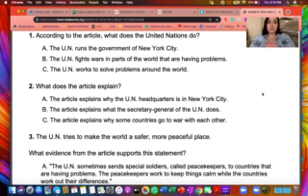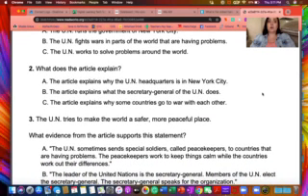All right, number 2. What does the article explain? A, the article explains why the United Nations headquarters is in New York City. B, the article explains what the Secretary General of the UN does. Or C, the article explains why some countries go to war with each other. Again, the question is, what does the article explain?